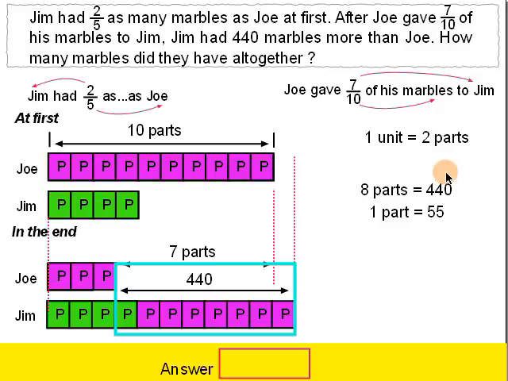Okay, from the model we know that you can look at the end model or the at first model, they're all the same. Okay, so we look at the first model, it will be easier. 10 parts plus 4 parts, 14 parts.